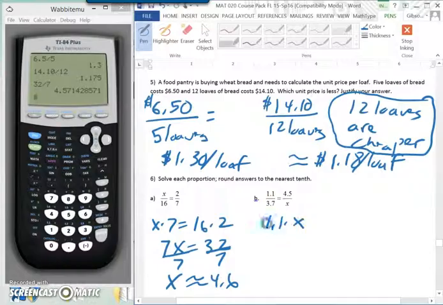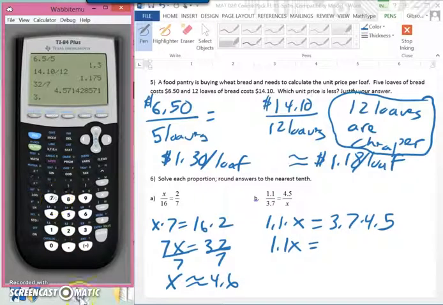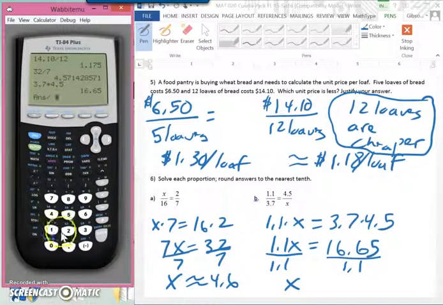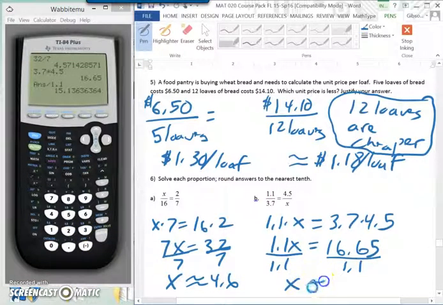Okay, now we come to B. We have 1.1 times x is equal to 3.7 times 4.5. So we have 1.1x is equal to 3.7 times 4.5. And that gives us 16.65. Now remember, we do not round until we get to our final answer. So we'll divide each side by 1.1, and we will have x. So we'll divide that in our calculator, and we'll have x is approximately 15.1.